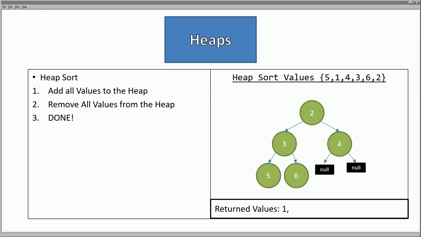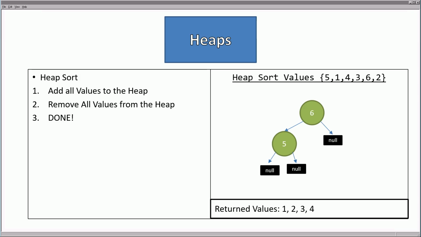Next, we remove again. So the value returned is 2, and that is replaced by 6. Now the smaller of the two children is 3. 3 is less than 6, so we swap. 5 is less than 6, so we swap. Then we remove again. The return value is 3, so 6 goes back to there. The smaller of the two children was 4, so we swap. Then we remove again, return the value of 4. 6 goes right there. 5 is less than 6, so we swap.